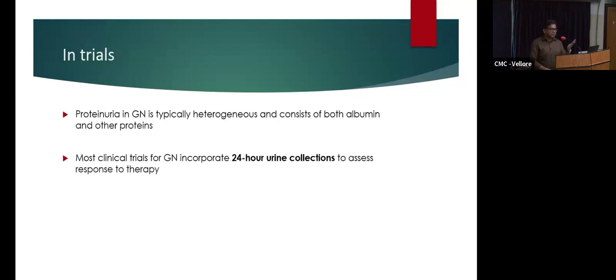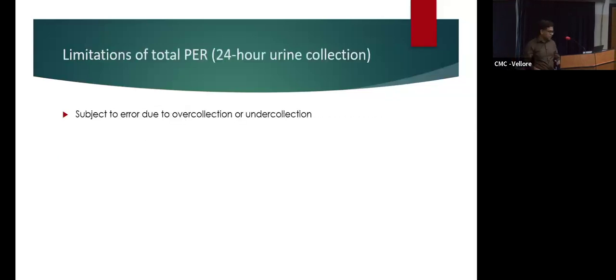In trials also, if anyone is trying to do studies in any GNs or anything, you have to use a 24-hour analysis, not PCR or ACR, for analyzing your study. In whatever trials are available, they use a 24-hour collection because in GN the protein is always heterogeneous. It includes albumin, globulin, low molecular weight protein, everything. So that's why in trials this 24-hour collection is used, as they follow the patient for 2 years or 3 years, using 24-hour urine protein for the assessment.